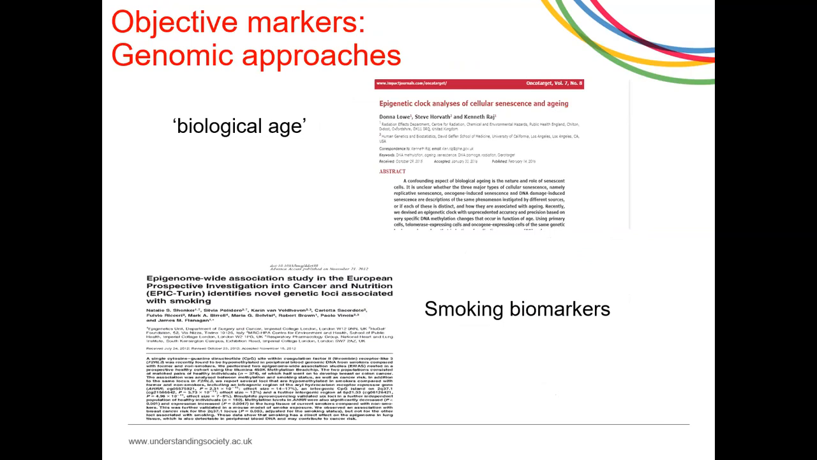So there's an idea that a different way of doing this is to just look across the entire genome and see if we can do it the other way around. Here we've got an example where people have looked at the entire genome and looked to see whether methylation might be associated with age, which is the top panel there, or with smoking.